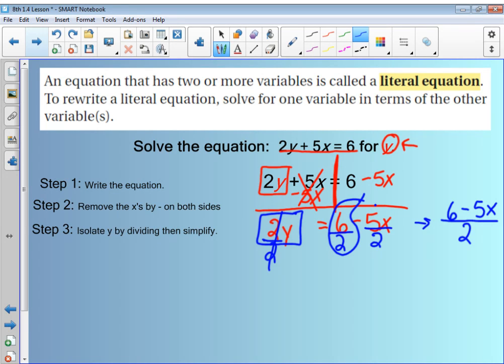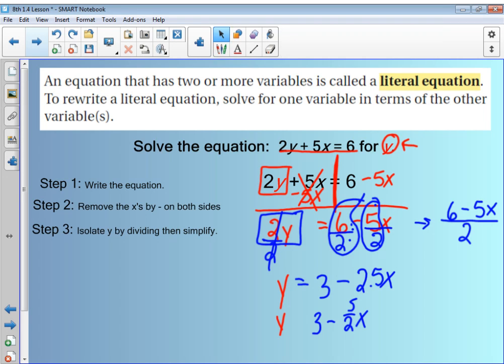So now, my final answer is going to be y equals, I can reduce this down, 6 divided by 2 would give me 3, minus, and I can either choose to write this in its decimal form or I can leave it as 5 over 2. So it would either be 2.5x, or I could have also written this as 3 minus 5 over 2x. Either of those answers are correct, and I would accept either.